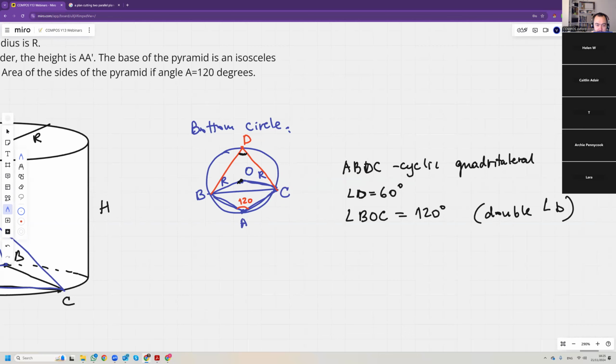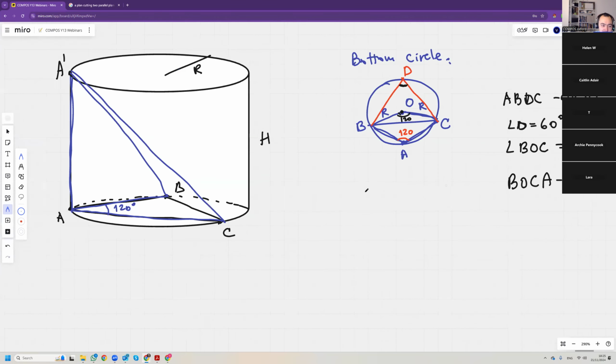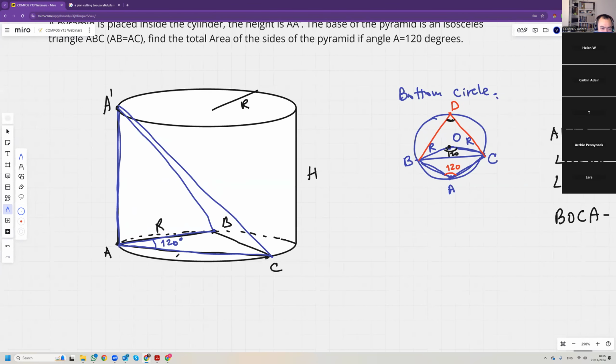And so why am I doing that? Well, this is 120 degrees. Is that even possible? Of course it is. That means that BOCA is a rhombus. And therefore, AB is equal to AC is equal to R. That's quite cool. So that's R, and that's R.